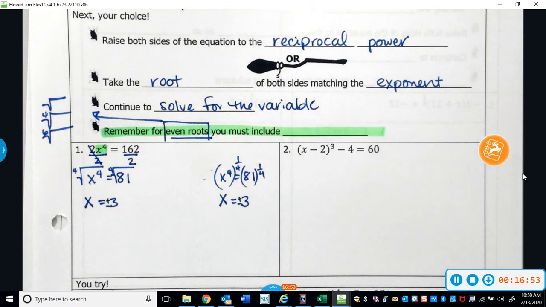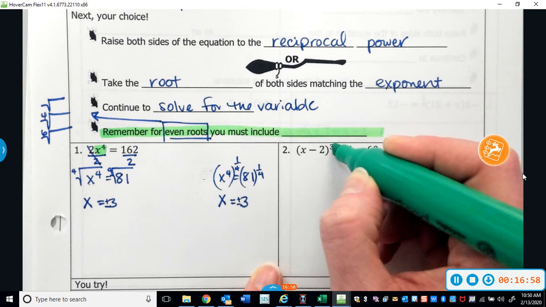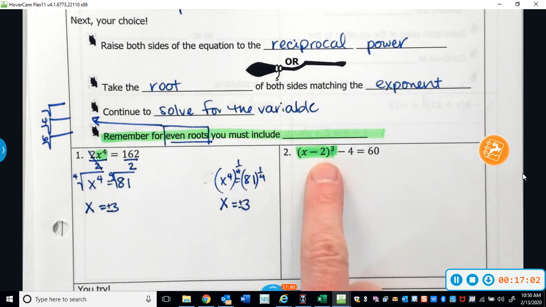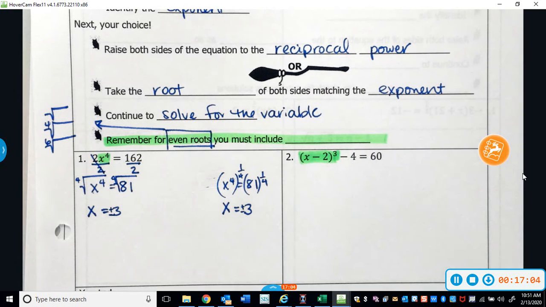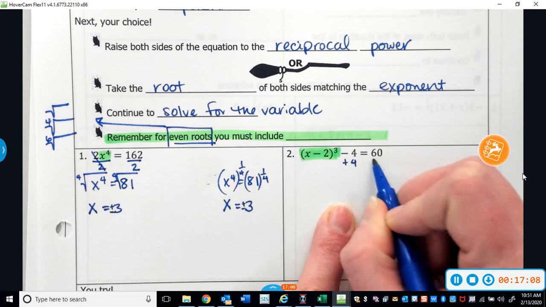So if I try the next one, I'm going to start by getting the base by itself. So everything that has this exponent of 3, I can see is in the parentheses here. So that base is actually this whole thing of x minus 2. But that tells me I need to get rid of anything outside and extra first. So I'm going to start by adding 4 to both sides.